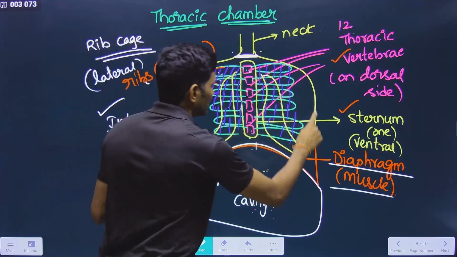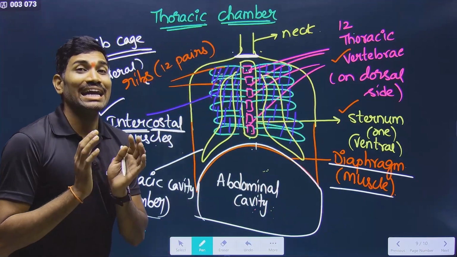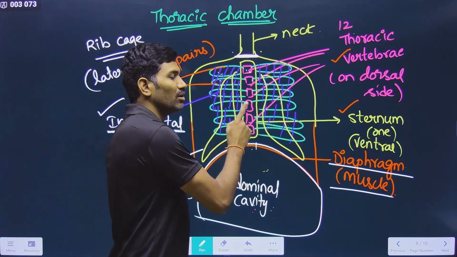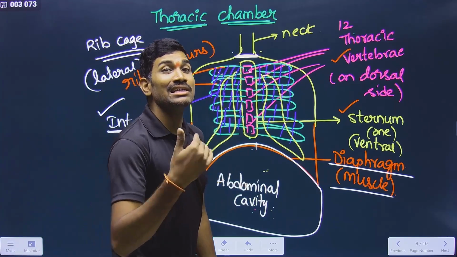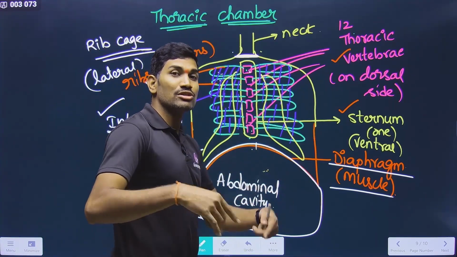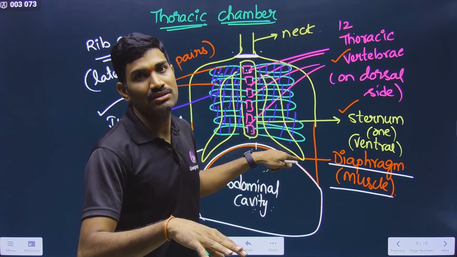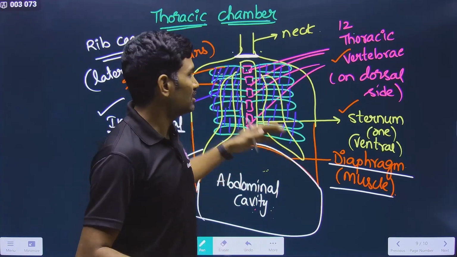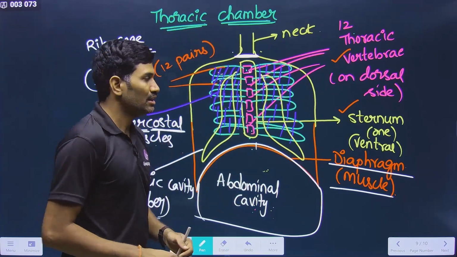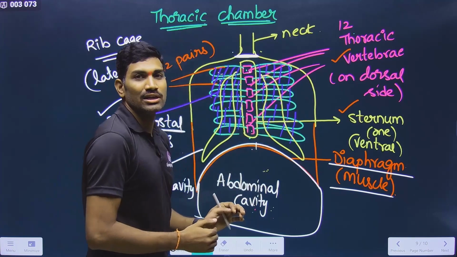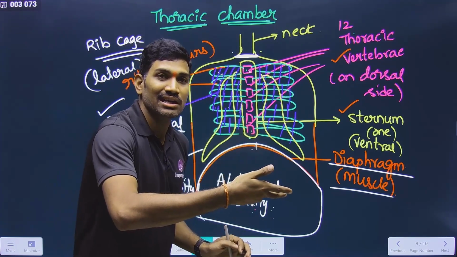So in this way, this entire thoracic cavity is an airtight container. If the volume of this thoracic cavity is increased, the volume of the lung is also increased. That means the pressure inside the lung will be decreased, so inspiration will occur. If the volume of the thoracic cavity is decreased, the volume of the lung is also decreased. That means the pressure within the lung will be increased.